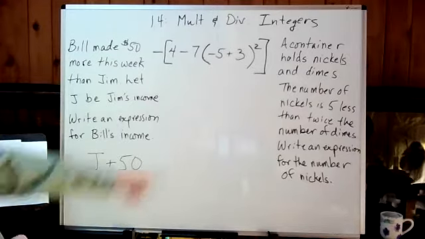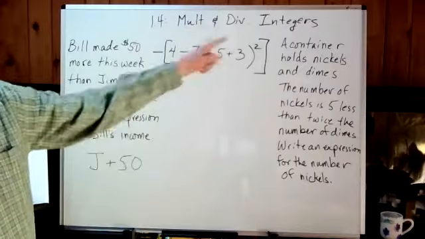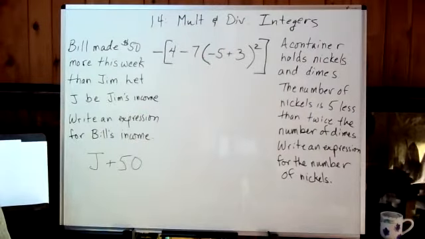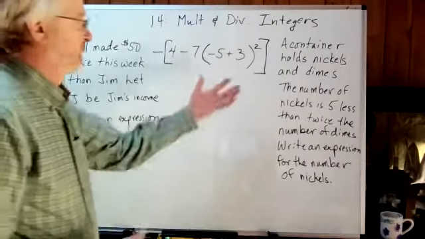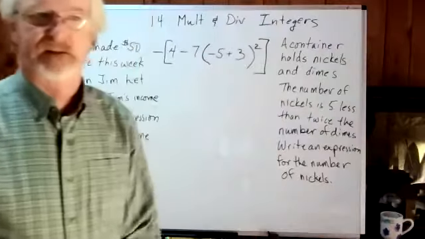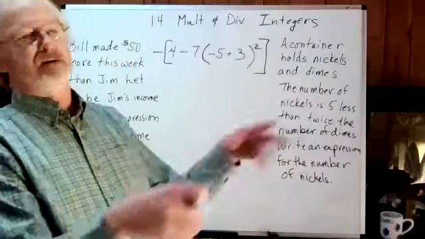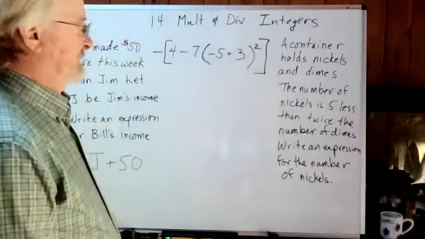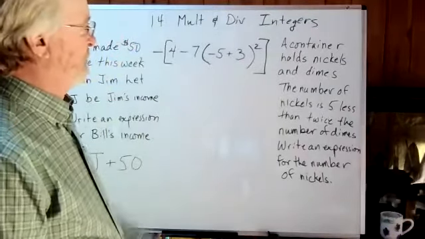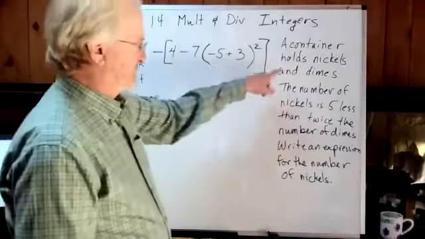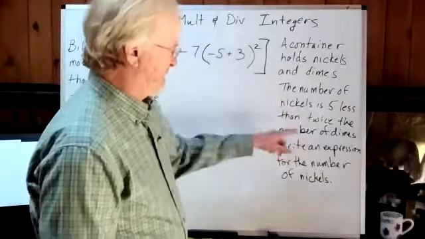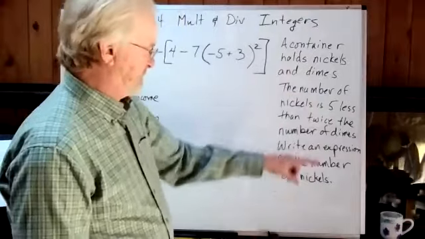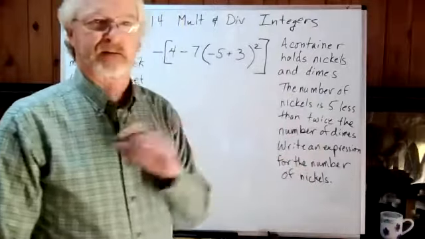All right, a little more complicated one here over on the right side. Got a container, holds nickels and dimes. I just about really do have that in my car, all the car change. Especially these days, the little stores, they like you to bring your change. Anyway, so the number of nickels is 5 less than twice the number of dimes. Write an expression for the number of nickels.